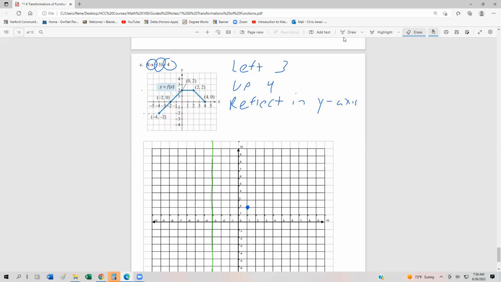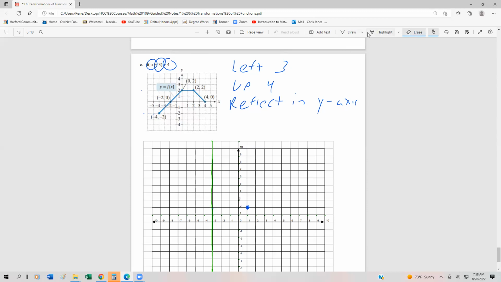So our next point that we have is going to be this -2, 0. So we move left 3 to -5, up 1, so we have negative 5, 1. Notice that it is 2 units away. Or negative 5, 1, excuse me.